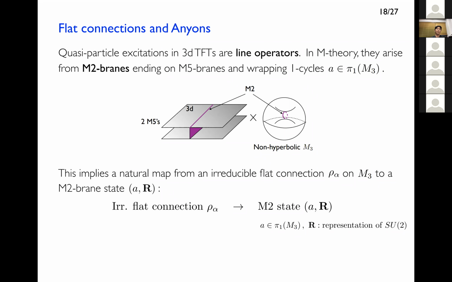This fact and the correspondence in the previous slide imply that there is a natural map from the irreducible flat connection to the M2 brane state labeled by the cycle A and representation R of SL(2) symmetry. This map is important when you compute the full modular S and T matrices from geometry, but I will not explain the details.